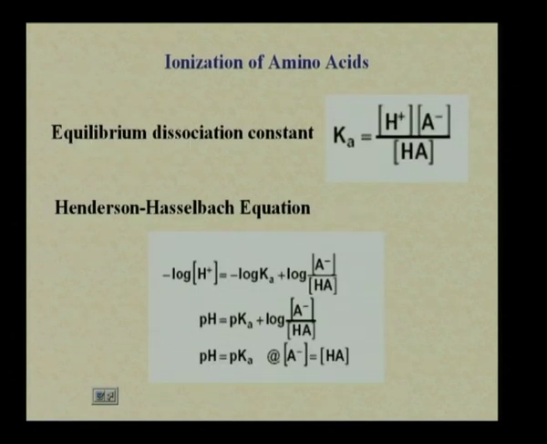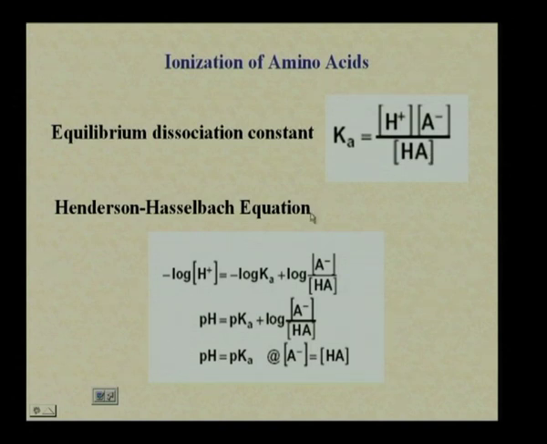If I consider the ionization of the amino acid, I have an equilibrium dissociation constant associated with it. This is true for all acids. What is the equation that we have here? We have HA dissociating into H plus and A minus, and what is the Ka associated with it? It is this equilibrium here, where I have H plus, A minus and HA, right.